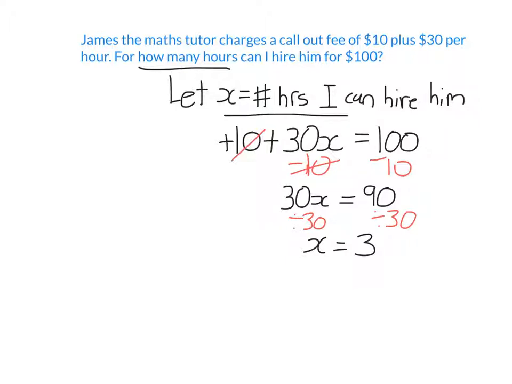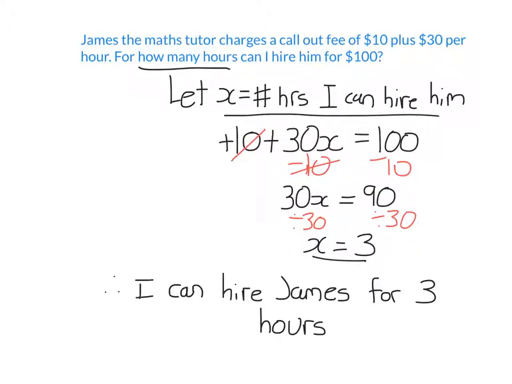So once again, we need to write a worded answer to show that we know what we found. X was the number of hours I can hire him. X is 3, so we found that we can hire James for 3 hours. So then once we've written the worded information to show we know what we found, we are done. So let's move on to the next example, which is a little more challenging.